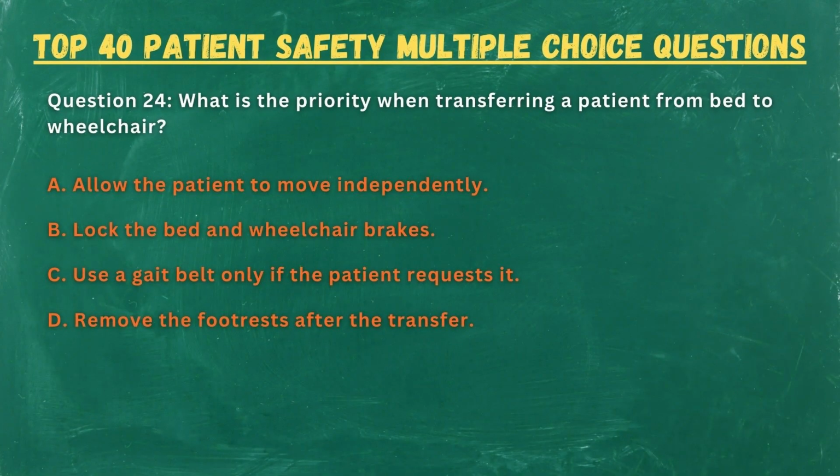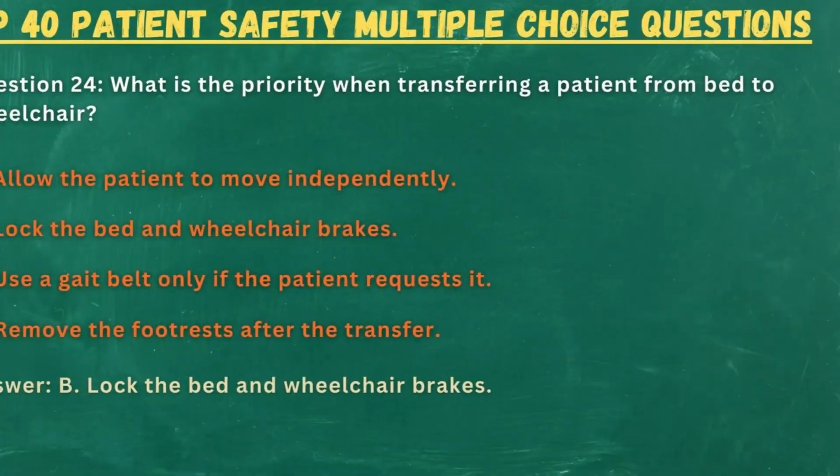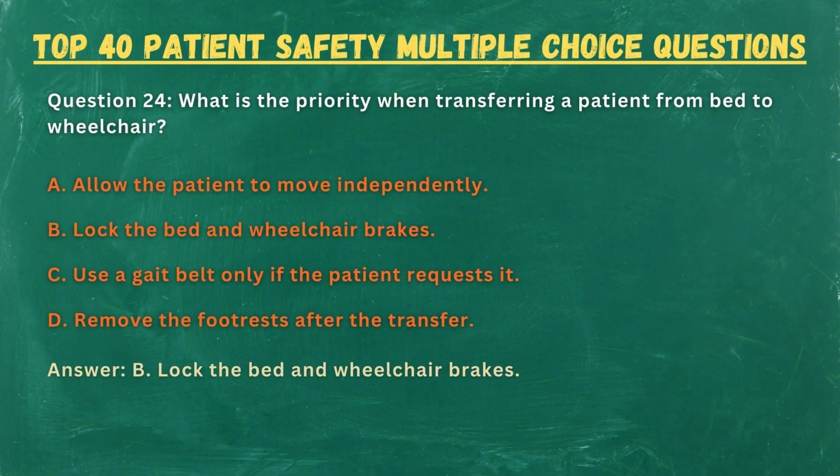Question 24. What is the priority when transferring a patient from bed to wheelchair? A. Allow the patient to move independently. B. Lock the bed and wheelchair brakes. C. Use a gait belt only if the patient requests it. D. Remove the footrests after the transfer. Answer: B. Lock the bed and wheelchair brakes.